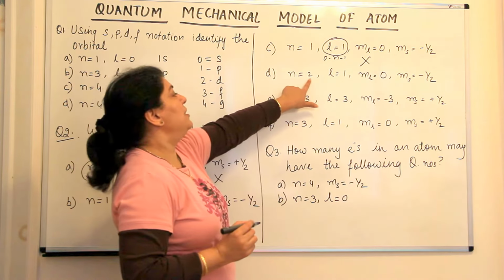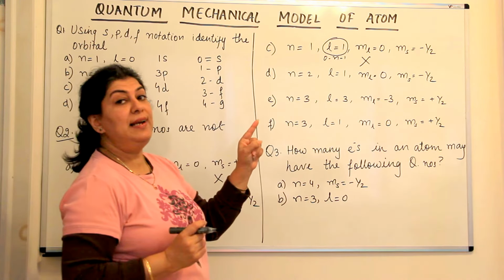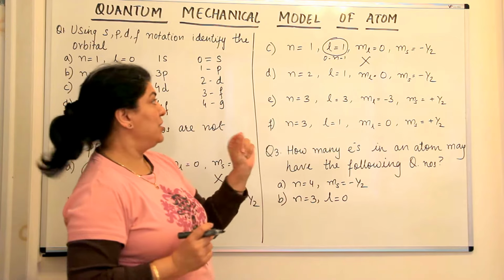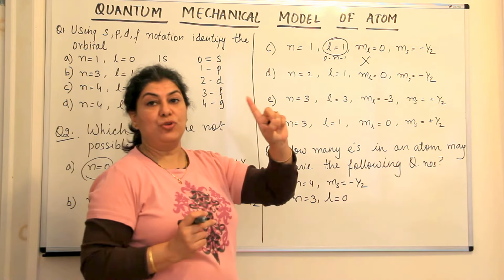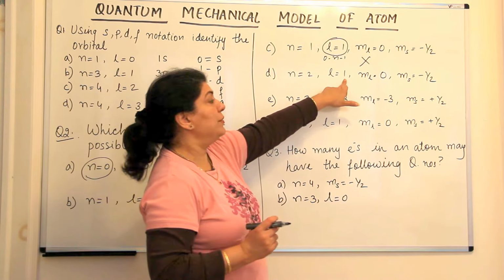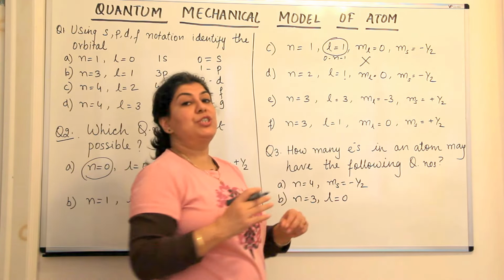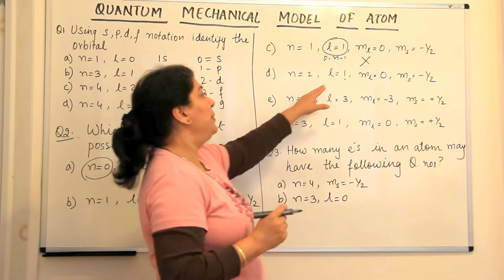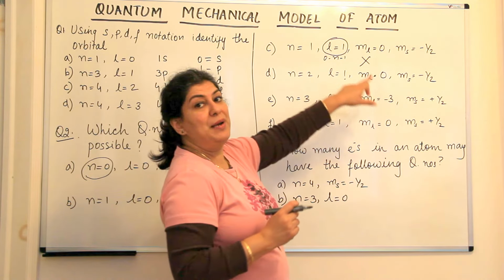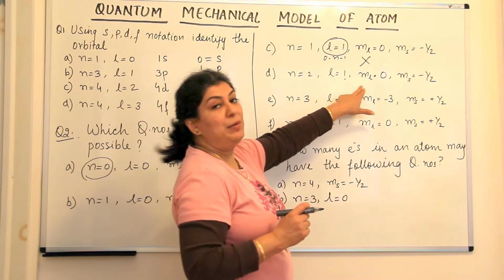Then you have N is 2, it is the second shell. The second shell will have what values of L? L is 0 to N minus 1. So it should have 2 values of L, 0 and 1. And they've given us the value 1, which is right. If the value of L is 1, what are the values of ML? They should be plus minus 1 plus 1 value which is 0. So it should be minus 1, 0 and plus 1.